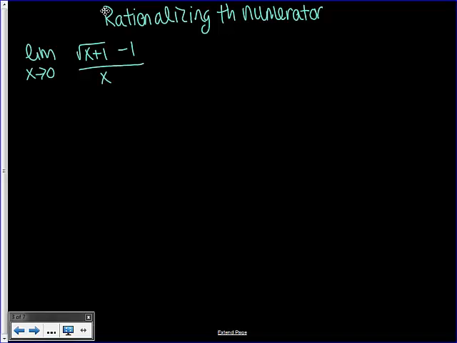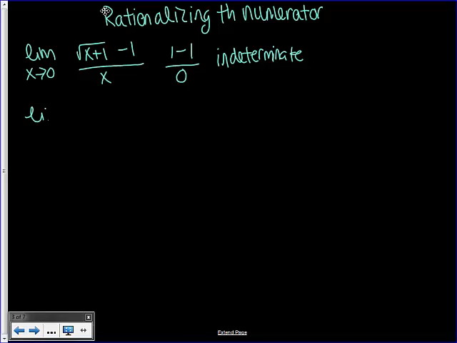Let's try plugging in 0. If you look, I'm going to get 0 plus 1, which is just 1 minus 1 over 0. Again, that's still indeterminate. So now, here's what I'm going to do. And this only works with square roots. Only if you have a square root.